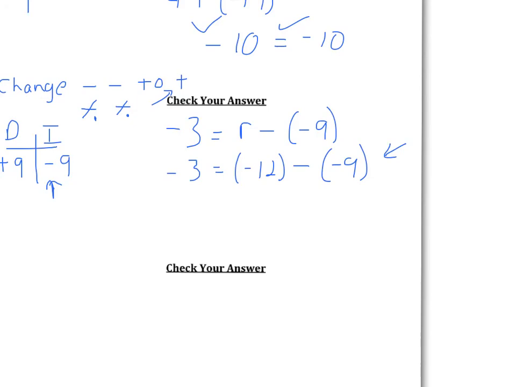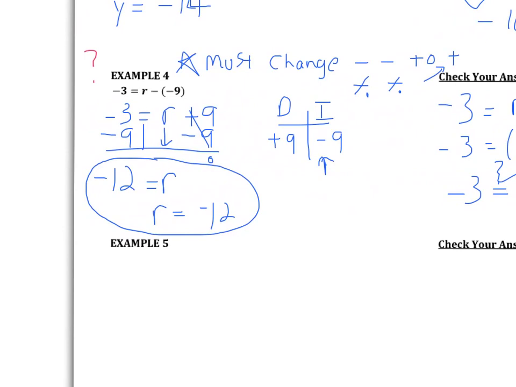The negative button, 3, is equal to parentheses, negative button, 12, close parentheses, minus button, parentheses, negative button, 9, close parentheses, and hit equals. Actually, I'm sorry, I really messed that up. Just plug in this part right here on your calculator and see if that equals the negative 3. You will see that it in fact does. So our equation balanced out, which tells us, yes, in fact, r is negative 12.